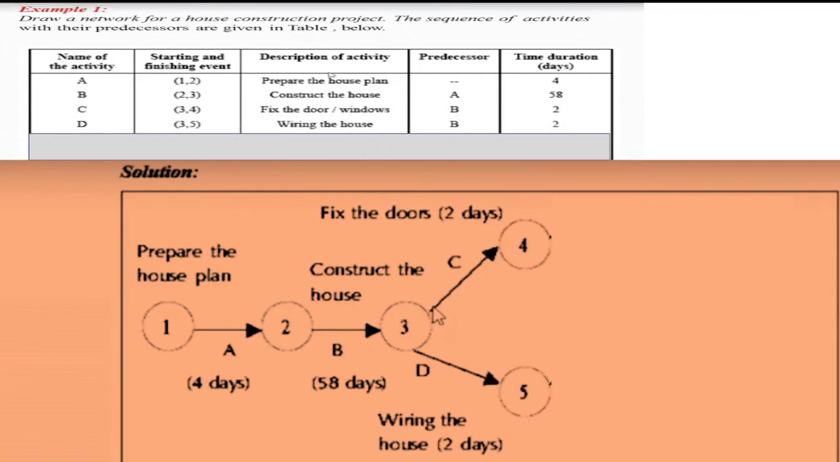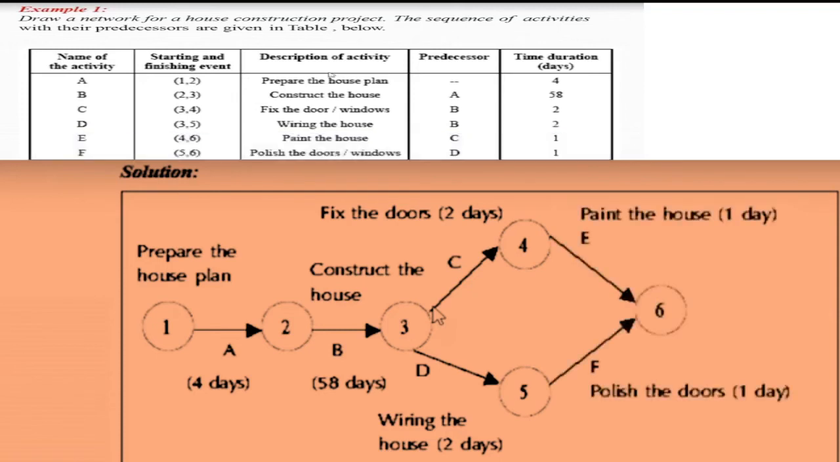Next are the C and D activities. Activity C can be started only if B is true, so you place it here, and D can also be started only if B is true. So after the completion of B, C and D can be placed, and we have here the starting and finishing event of each activity, which for C is 3 and 4, and for D is 3 and 5, and each has a 2 days duration.